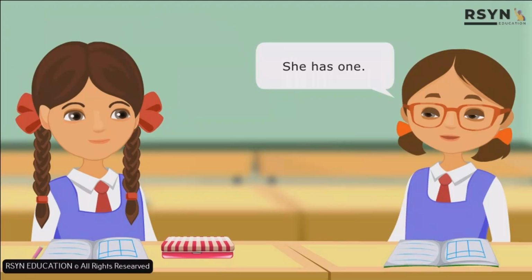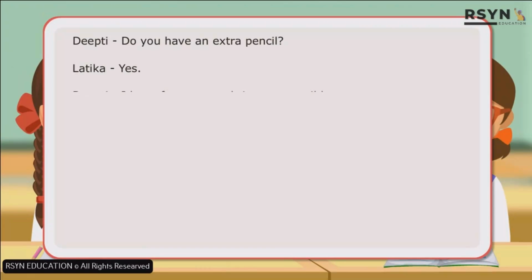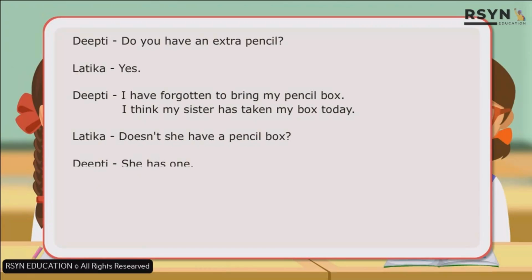She has one. In the dialogues, the girls have used have and has to show possession and to form perfect tenses.